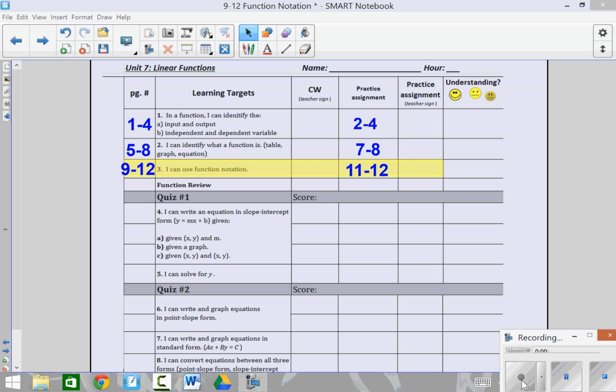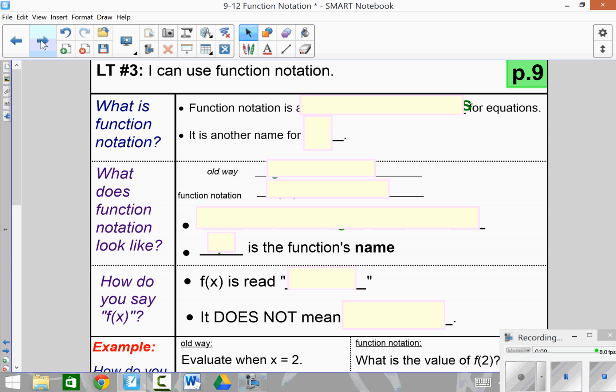Okay, welcome back to our third learning target for Unit 7. This one begins on page 9, so go ahead and turn to page 9. Our learning target for today is: I can use function notation.